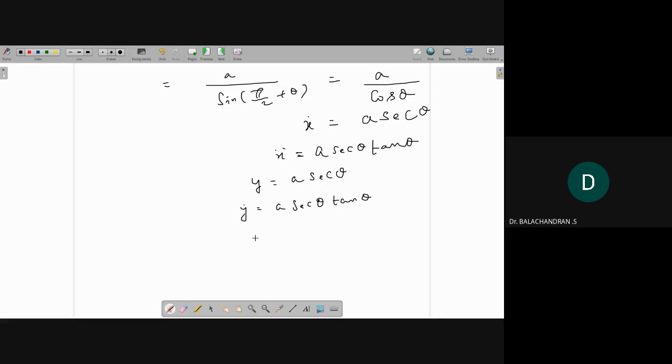And the y double dot is equal to, for the UV method, a into, if you keep secant theta and differentiate tan theta, you'll get secant square theta, so secant cube theta. And if you differentiate secant theta, you have secant theta into tan theta. So a secant theta tan square theta. I found everything. The remaining thing is you should substitute in the formula: x dot, x double dot, y dot, and y double dot.